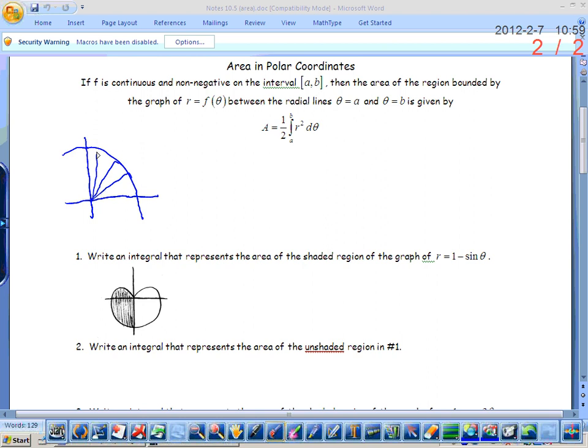Now, this curve may not follow a perfect circle right here, but I can at least estimate that area by using sectors of a circle. Just like in function mode when we estimated the area using rectangles. The rectangles wouldn't exactly fit underneath that curve, but we could at least use them. All right, so let's think back to geometry and how to find the area of a sector.